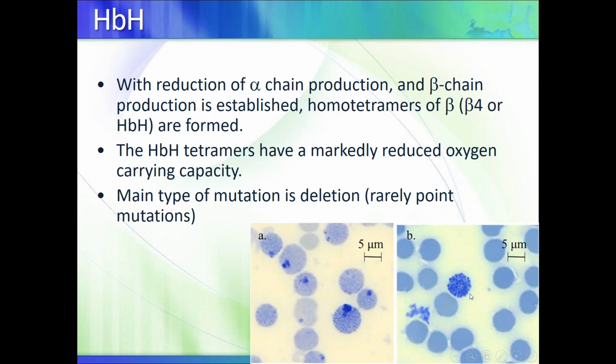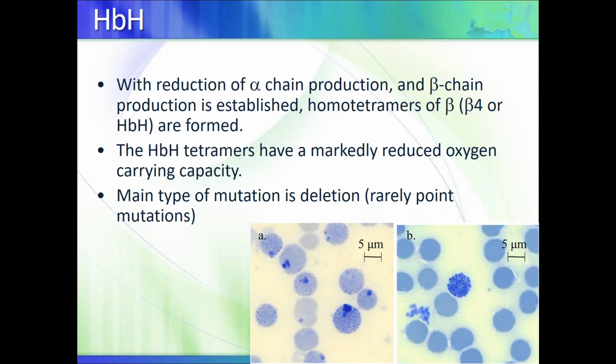Now, these Heinz bodies can bind with the plasma membrane. They can disrupt the plasma membrane of red blood cells, resulting in hemolytic anemia. So what is the main type of mutation that results in alpha globin defects? Well, it's mainly deletion, rarely point mutations.